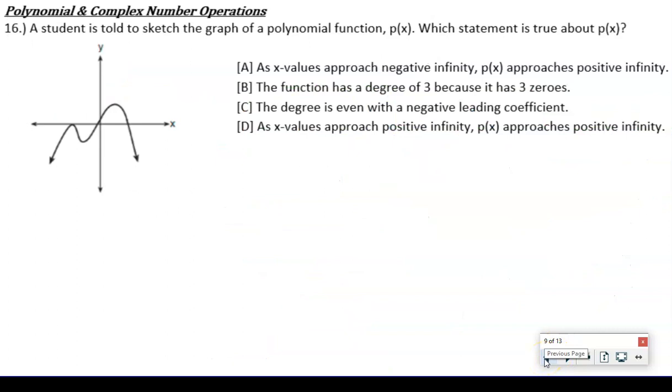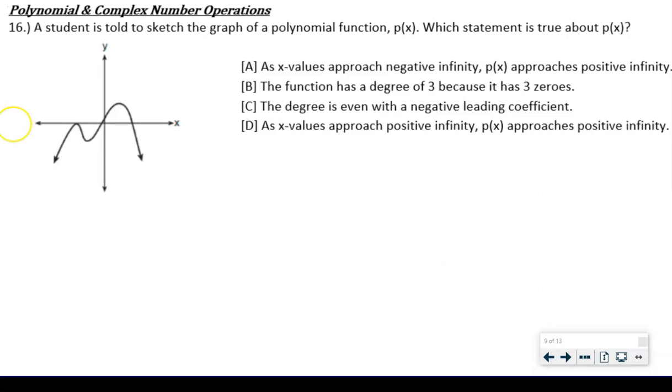A student is told to sketch a graph of a polynomial function. Which statement is true about p of x? As x values approach negative infinity, that means we're going over here, negative infinity. What's happening to y, y'all? Where's it headed? To negative infinity, right? So it's saying true. That's definitely not true. The function has a degree of 3 because it has 3 zeros. Well, 1, 2, 3, it does have 3 zeros, but it's not a third degree because it's an even degree polynomial because it goes both directions. So that's not true either.